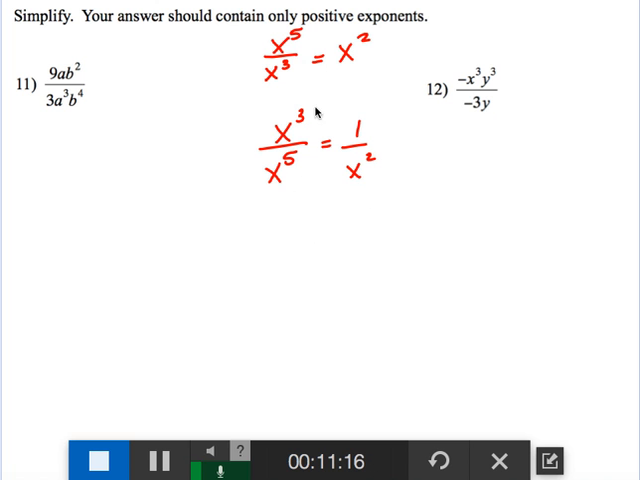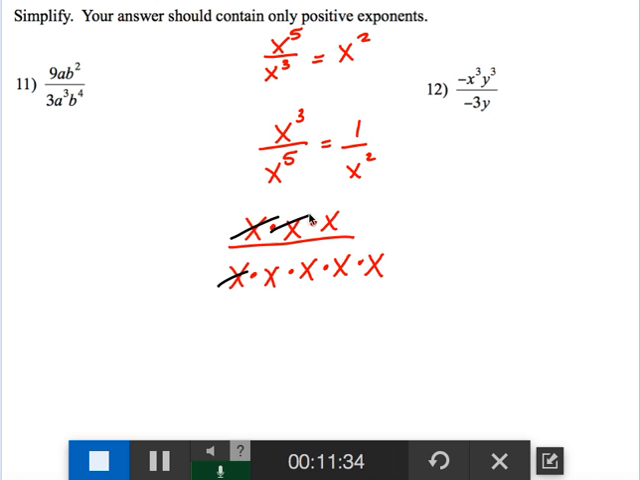So there's a couple of ways to explain this. Some teachers teach you just to write it out. So for example, they'll say, hey, if you've got x cubed, that's really 3 x's. If you've got x to the 5th, that's really 1, 2, 3, 4, 5. And then just do the cross out thing. Those cross out, those cross out, those cross out. You're left with 2 x's. They're in the denominator, and you leave a placeholder of 1. Because really what you're saying is x goes into x one time. x goes into x one time, x goes into x one time. So that's why there's a 1 left.